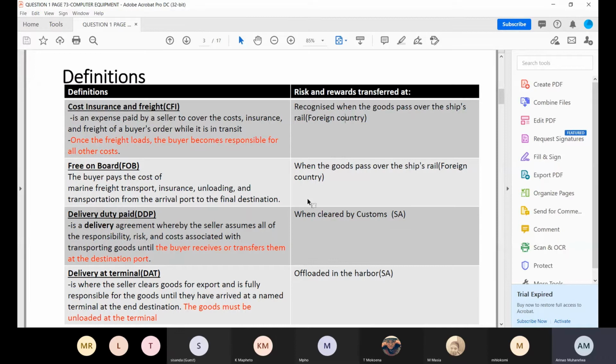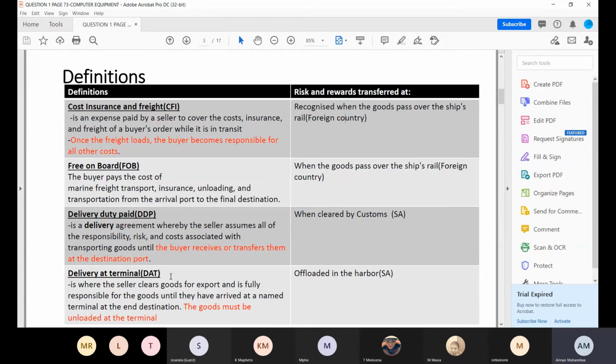So this table becomes very important. One of the techniques you can use when you prepare for this topic is to make sure you cover all these: CIF, FOB, DDP, and DAT. Make sure you do the questions to cover them, because you don't want to get a surprise in a test or in the final assessment. You only prepare CIF, they give you DDP and you don't know how to treat it.